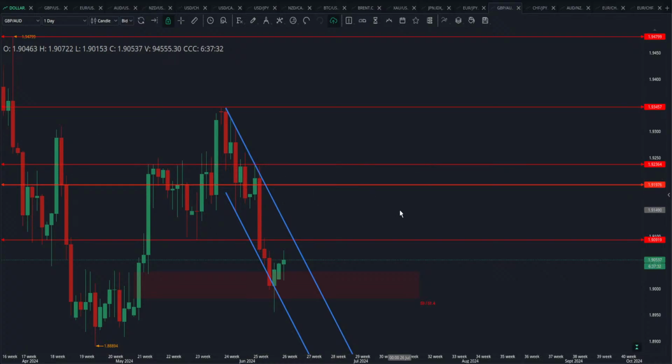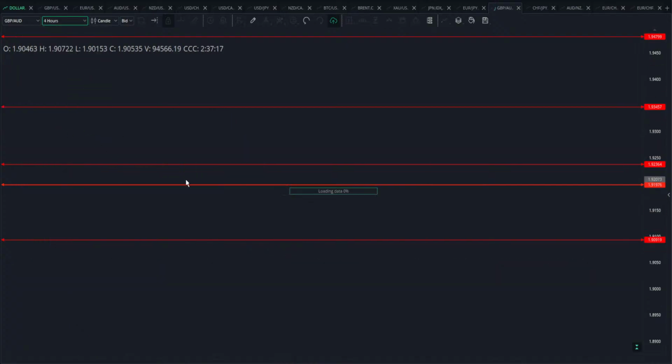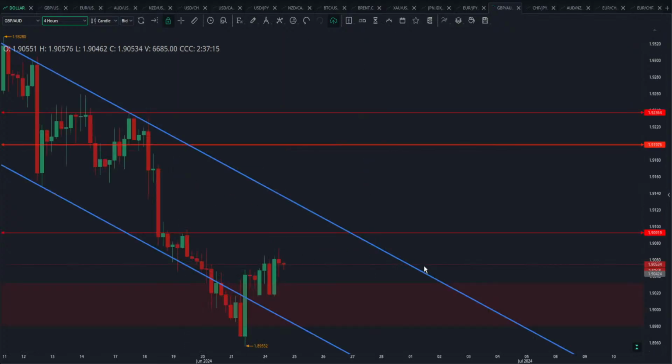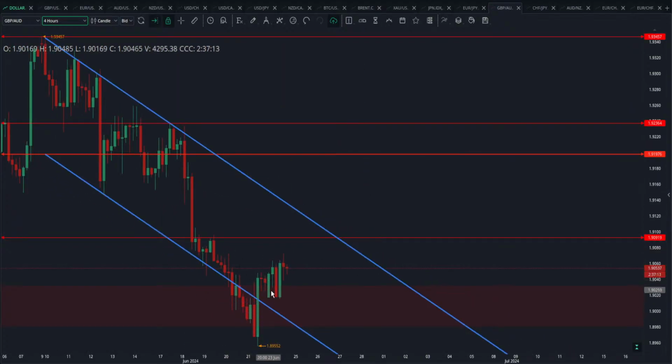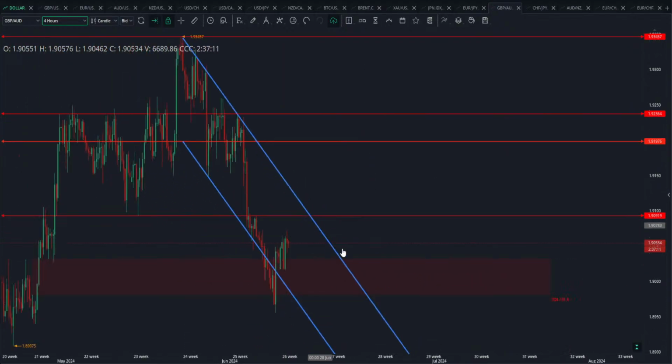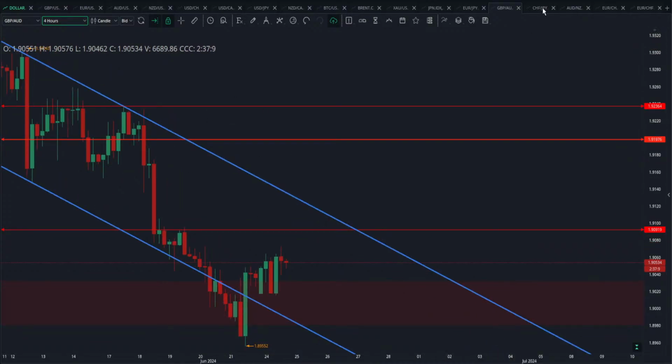So 1.9236 and 1.9345, but I would look for booking my profits at around 1.9197 if I'm long already on this market. Any dip in this one should be seen as a buying opportunity. On the 4 hour, you can see there is a clear breakout to the upside. Let's see how things unfold in this one also.